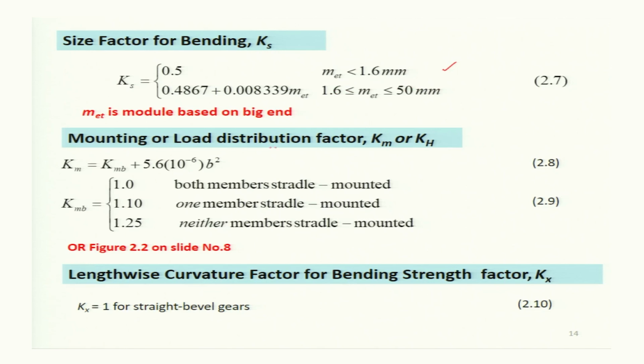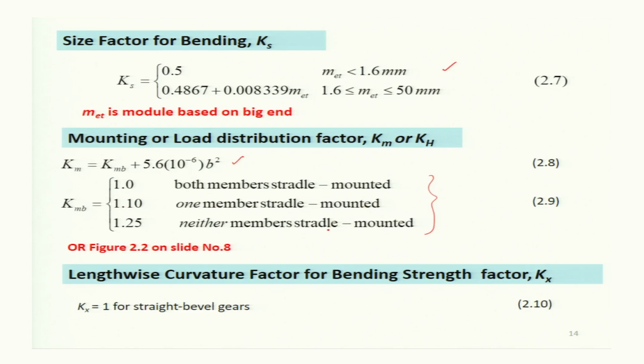Now, the mounting or load distribution factor Km or Kh is determined from this formula, and Kmb in this depends on what type of mounting is there. If both members are straddle mounted, it means both the gears are mounted like a simply supported beam, then it is 1. If one member is simply supported, the other is like a cantilever, then it is 1.1.